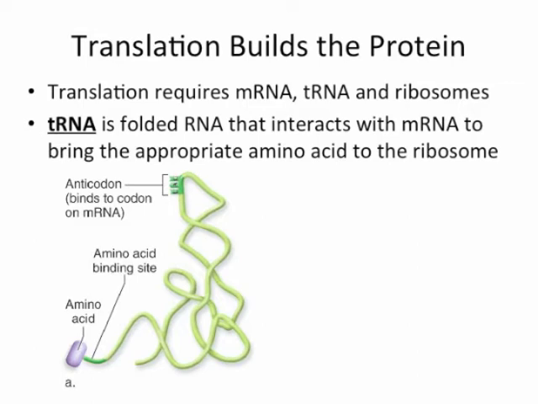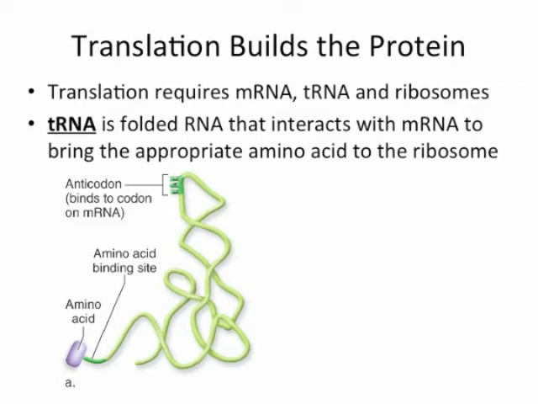So translation is going to require all of the RNA varieties. So we've been mostly focused on mRNA, the messenger RNA, but last class I talked about two other kinds of RNA, tRNA and rRNA. rRNA actually makes up the ribosomes, and we're going to talk about what a ribosome is. tRNA is transfer RNA, and it is a folded RNA that interacts with mRNA and also interacts with amino acids. So here's kind of what a tRNA looks like.